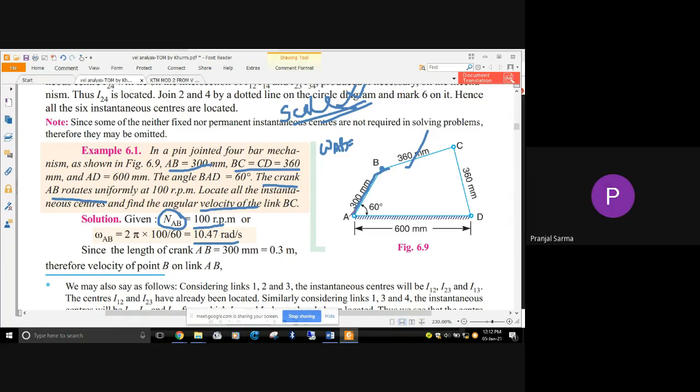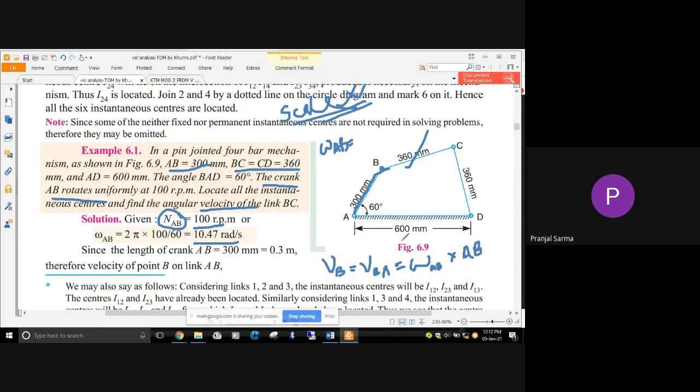Yes, correct. Okay, so that means I can either write V directly, I can write VB, V suffix B, or I can also write VBA, that is velocity of B with respect to A, same thing. Okay, and what is the basic relationship that I have? It will be VB equal to omega of AB into AB. Just like V equal to R omega or omega R, into AB, right?